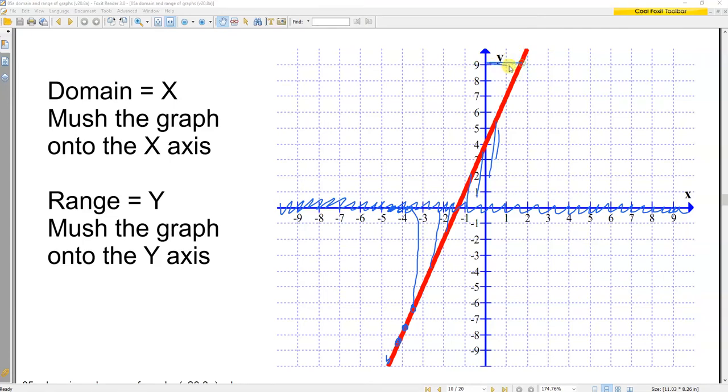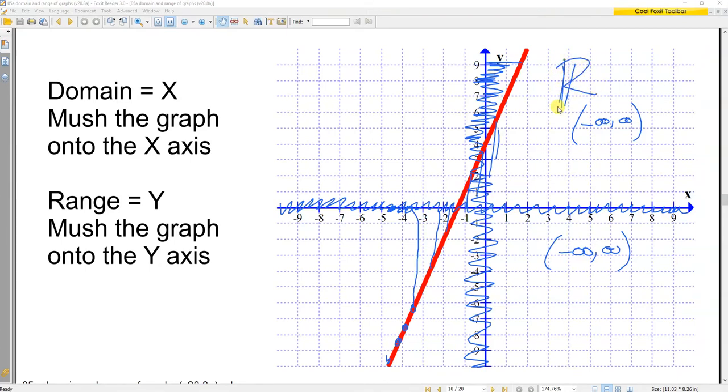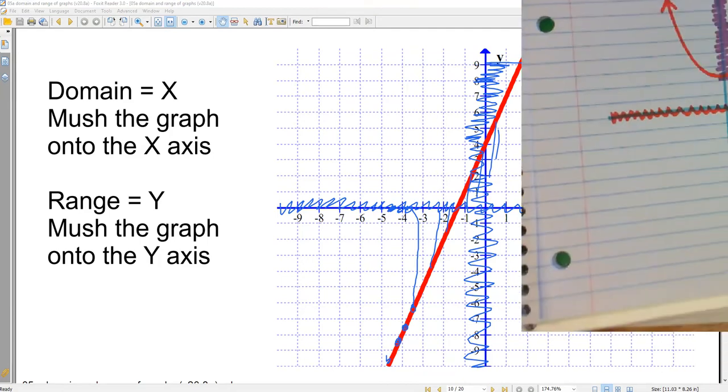And then when I let the ink go this direction, ready? Ink, ink, ink. It's going to cover up everything here. So my domain is everything, and my range is everything. We also sometimes write this as all real numbers. That's the symbol for, let's get that into our notes, that's the symbol for all real numbers.